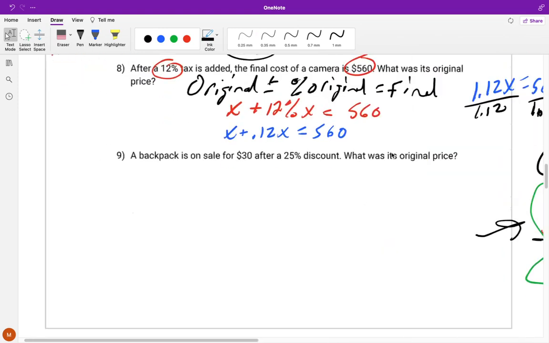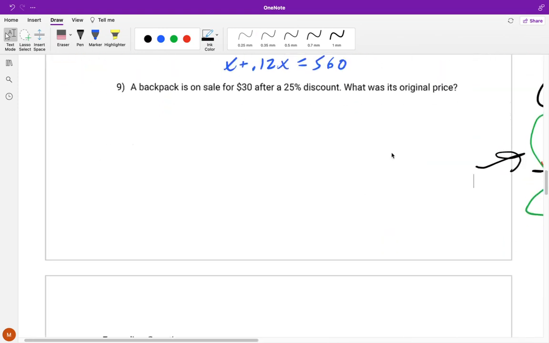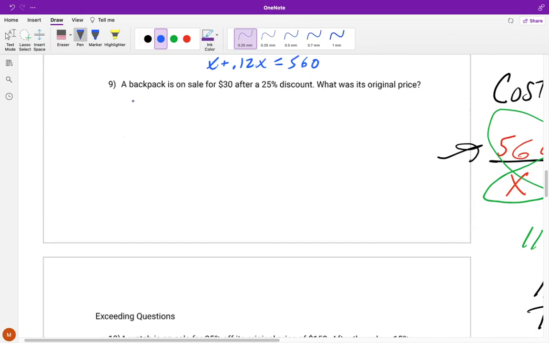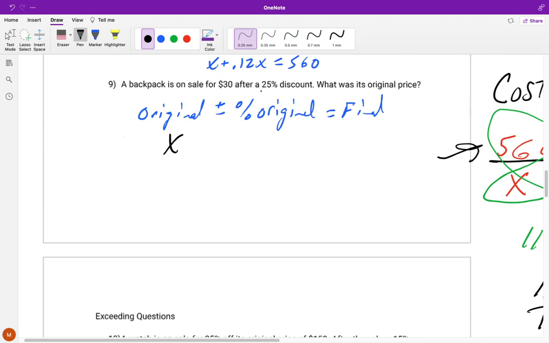All right, now the last question, number 9. We're just going to do it as the equation. So it's what is the original price? So I know I'm going to go back to this equation that we've been doing. So plus or minus the percent of the original is equal to the final. So the original amount we don't know, so X. It was a discount. So we're going to be subtracting, and it's a 25% discount of our original amount X is equal to the final amount, $30.